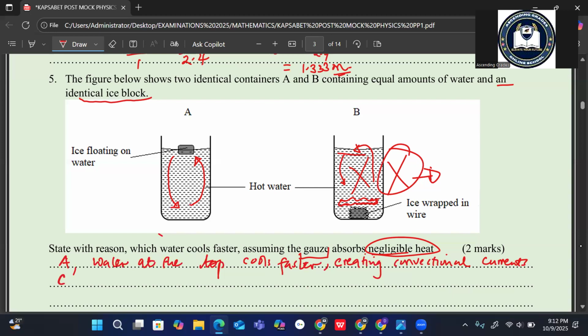So cold water moves down, unlike in B, where it stays at the bottom. Or you can say it remains.